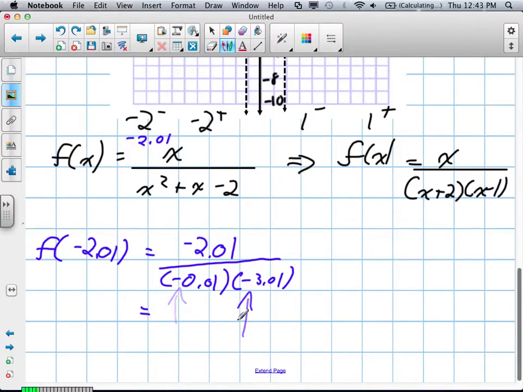What's important to realize here is I have a negative times a negative. Really, we're just going to look for signs, right? Because we only want to know if it's positive or negative. Our values aren't as important. They are technically points on the graph.